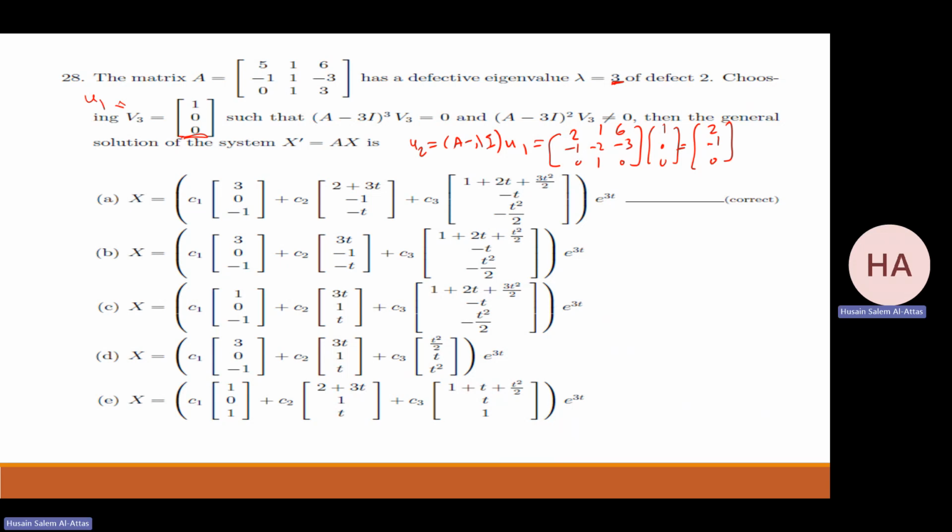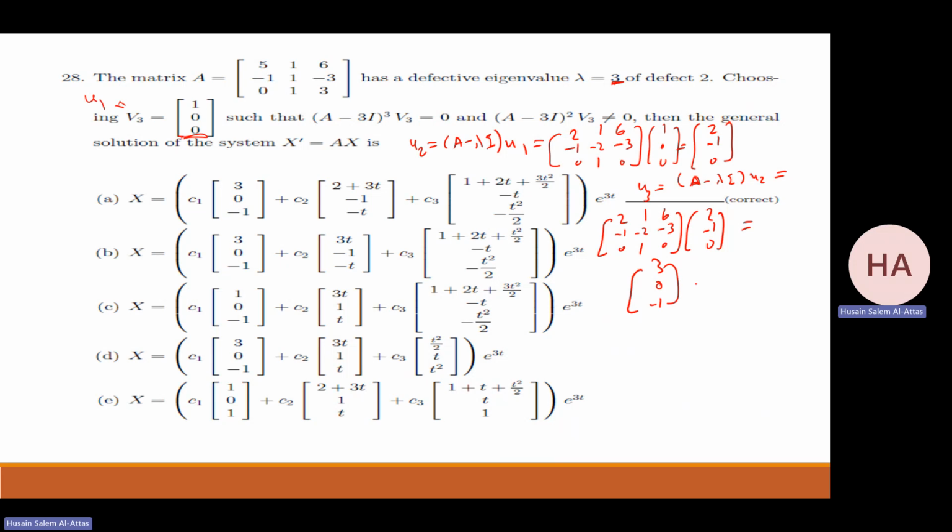Yeah, I need only the first column. Okay, U3 will be what? A minus lambda I times U2. And that will be 2, 1, 6, minus 1, minus 2, minus 3, 0, 1, 0 times this vector. That gives me what? 4 minus 1, that is 3. Minus 2 plus 2, that is 0. Minus 1.